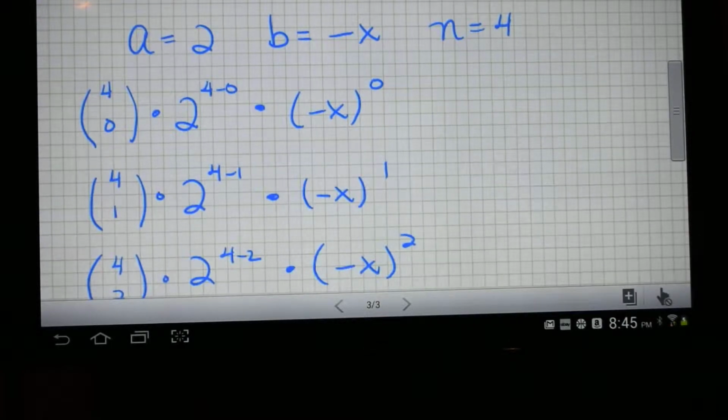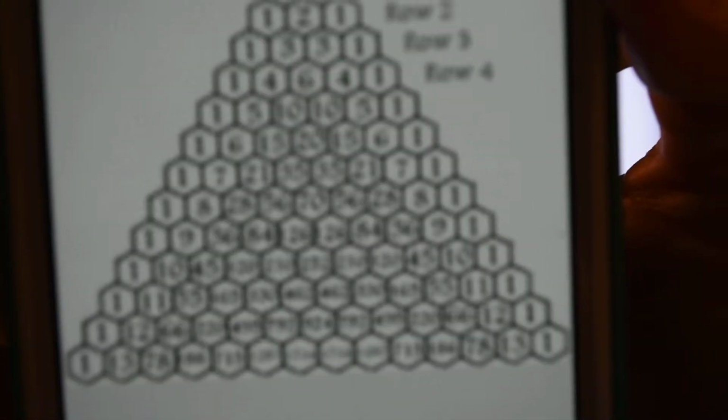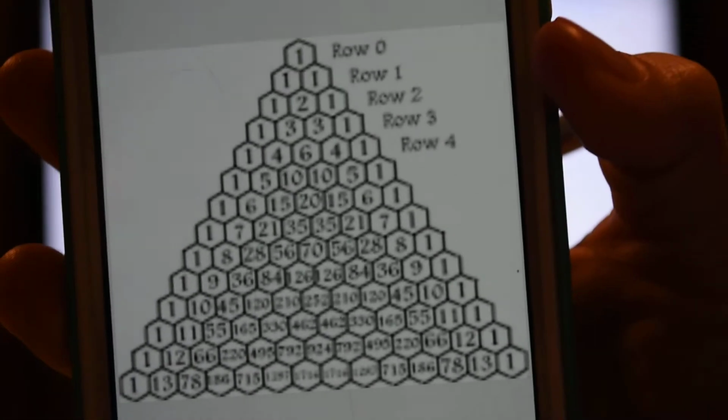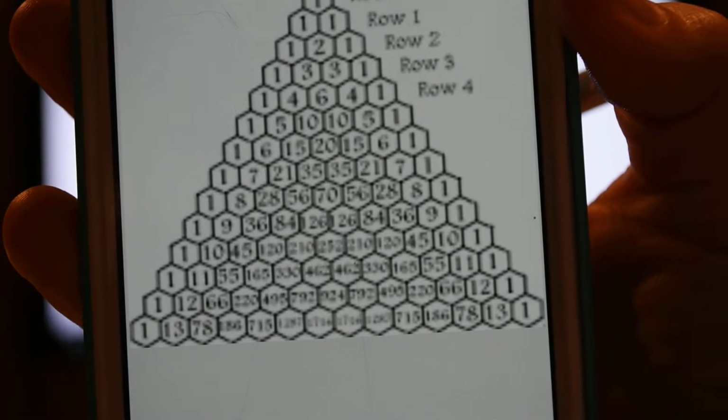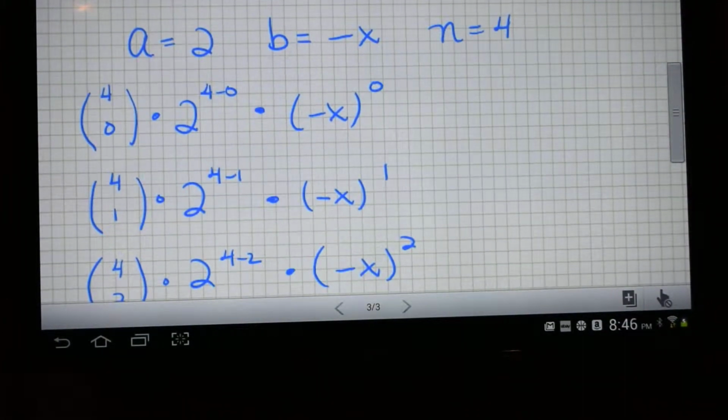So Pascal's triangle, you probably put that in front of the camera. Okay, it's not going to focus. Maybe I can help it focus. There you go. As you can see, row 4 is 1, 4, 6, 4, 1. There you go. So, back on that. So it's 1, 4, 6, 4, 1.